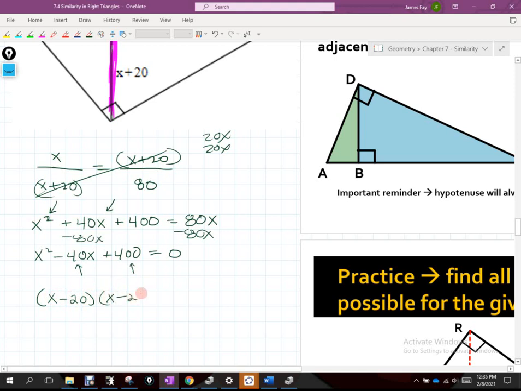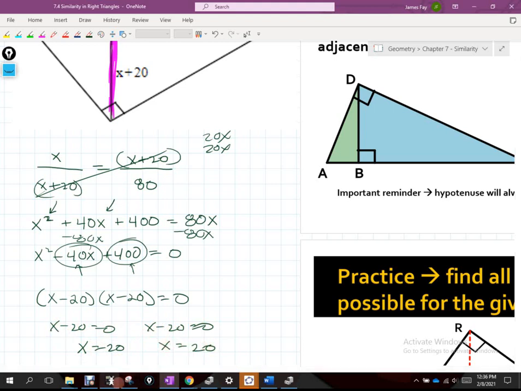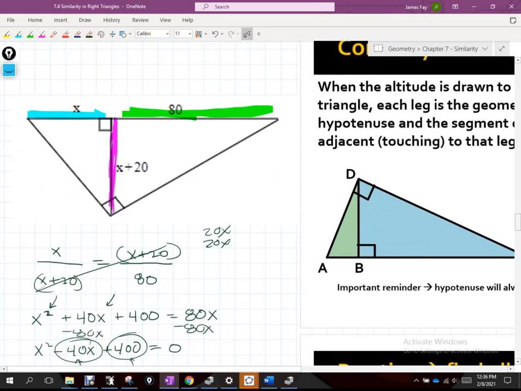So those two numbers can be the same. Negative 20 times negative 20 gives me 400. Negative 20 plus negative 20 gives me negative 40. So then I get x minus 20 equals 0, so x is 20. And I just want to check, does that make sense? If x is 20, then this would be 20 and this would be 40.